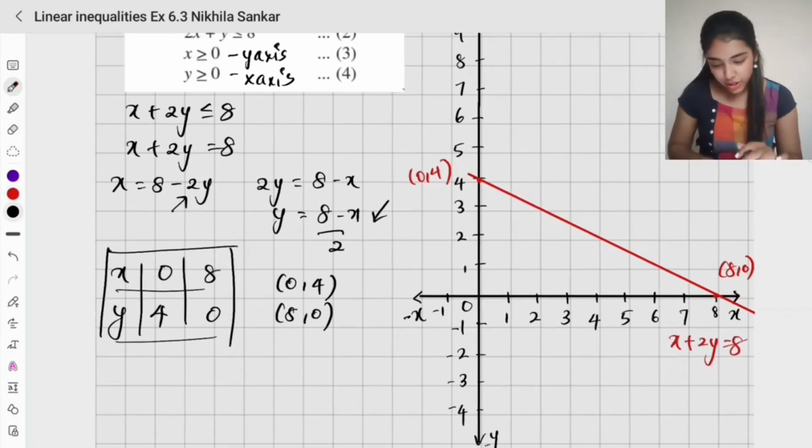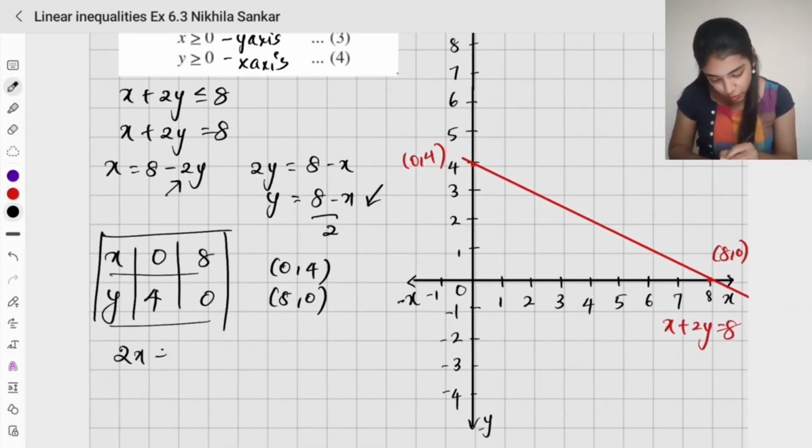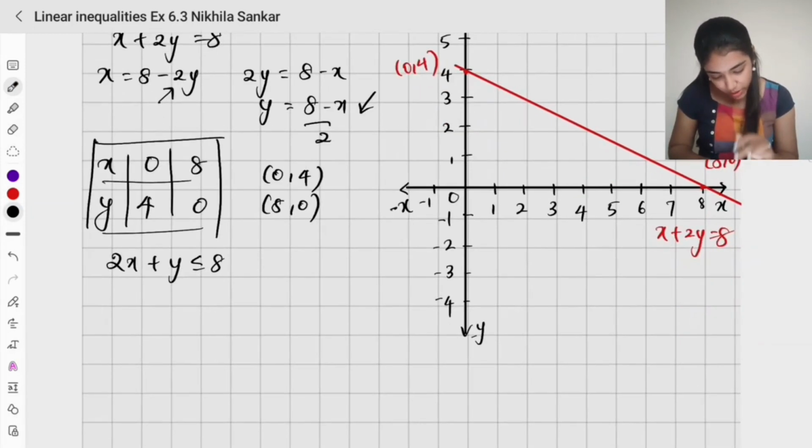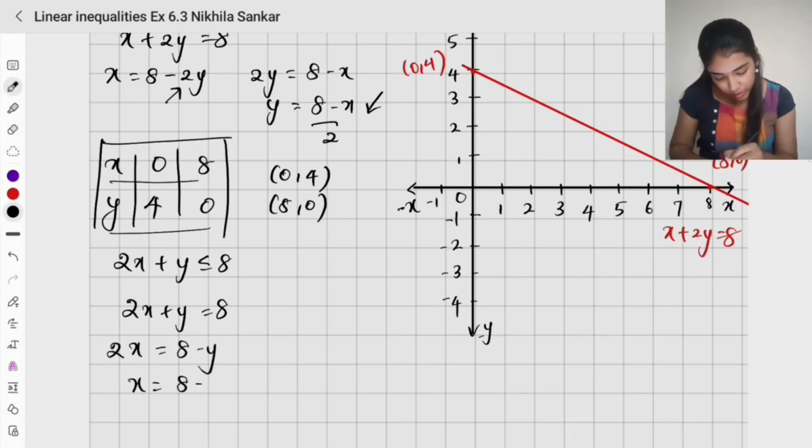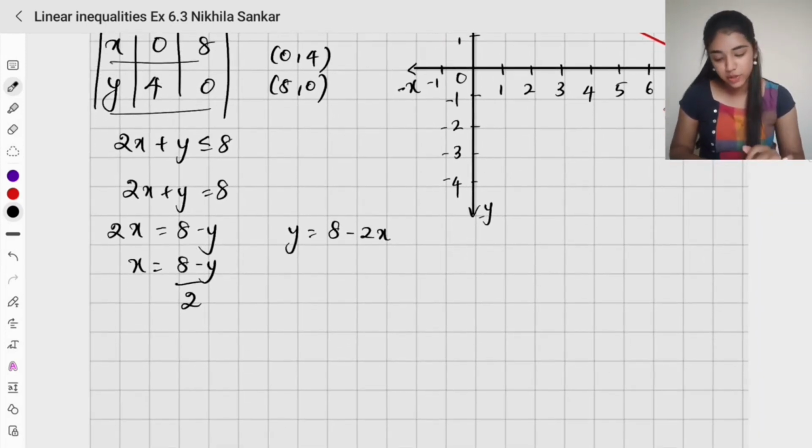What is my other inequation? 2x plus y less than or equal to 8. So 2x plus y less than or equal to 8. Equation எழுதுனா I'll have 2x plus y equals 8. X in terms of y, y in terms of x. So I'll have 2x is equal to 8 minus y. X is equal to 8 minus y divided by 2. அதே மாதிரி y is going to be 8 minus 2x. இதுக்கு முன்னாடி எழுதின equation மாதிரியே தான் இருக்கு.